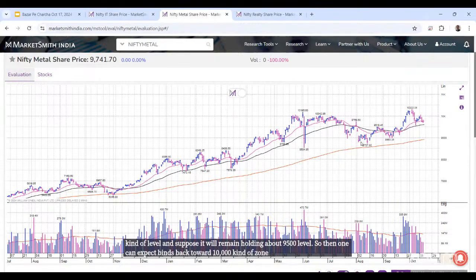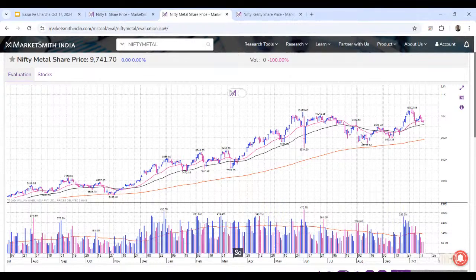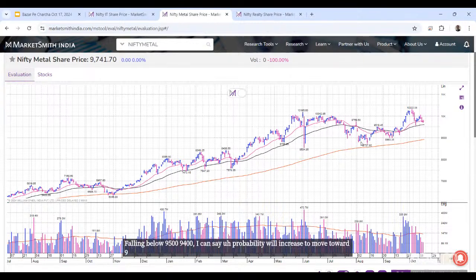But yes, if someone asks my opinion about the probability, maybe it is kind of 50-50 from the current level. But falling below 9,500, 9,400, I can say the probability will increase of moving toward the 9,000 to 8,600 kind of zone in the coming few weeks.